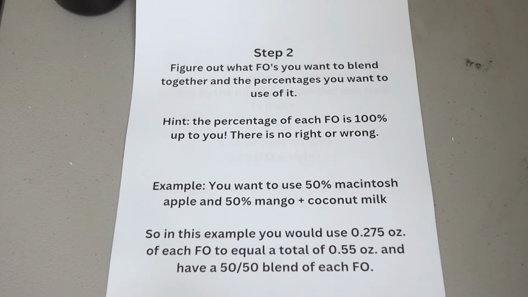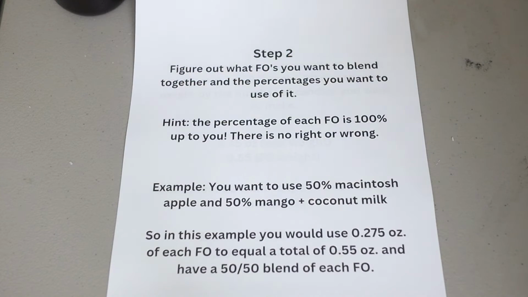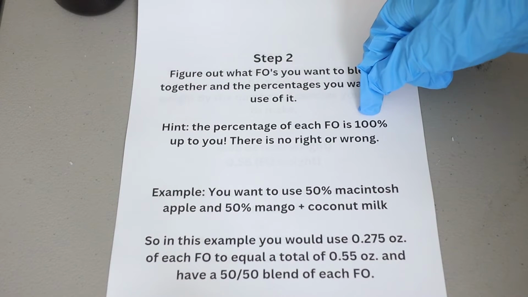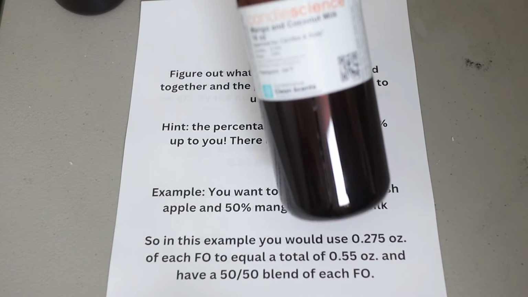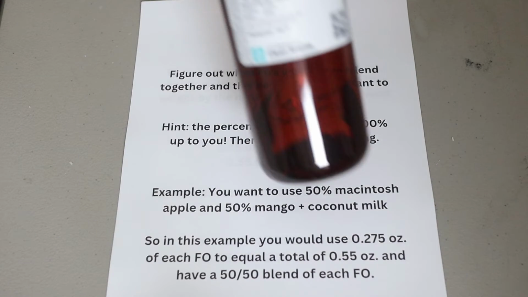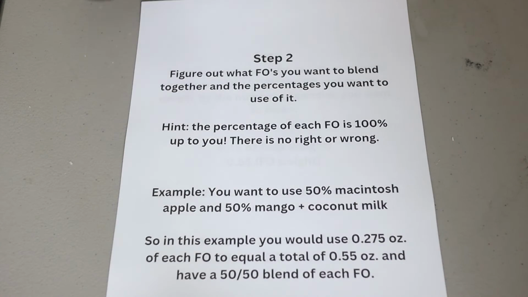Now, step 2 is you need to figure out what fragrance oils you want to blend together and the percentages you want to use of each of them. And a hint that I put right here is that the percentage of each fragrance oil is 100% up to you. There is no right or wrong. You just need to make sure that it adds up to that 100%. So in this case, we are going to be using 50% mango and coconut milk and 50% Macintosh apple.